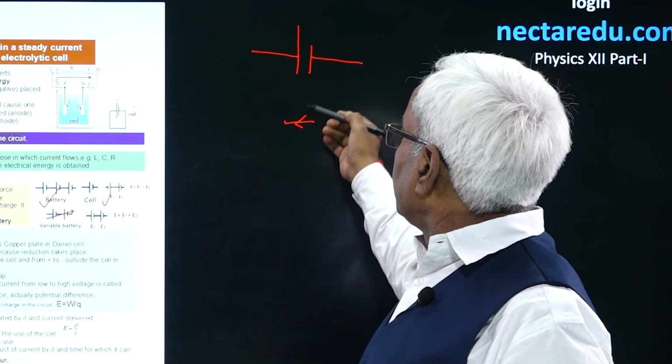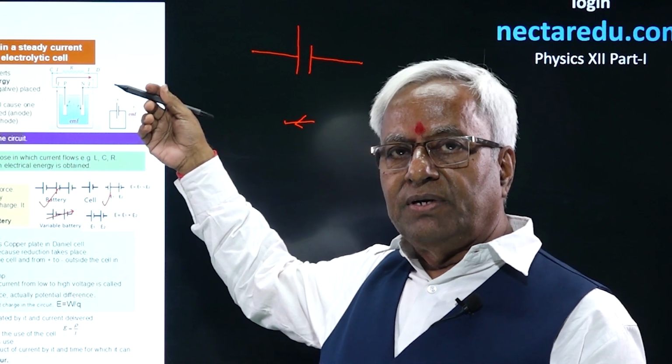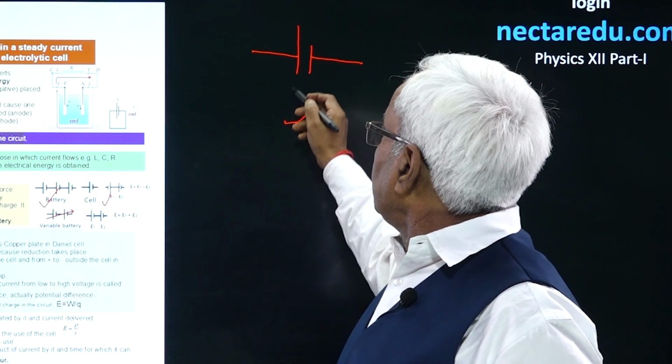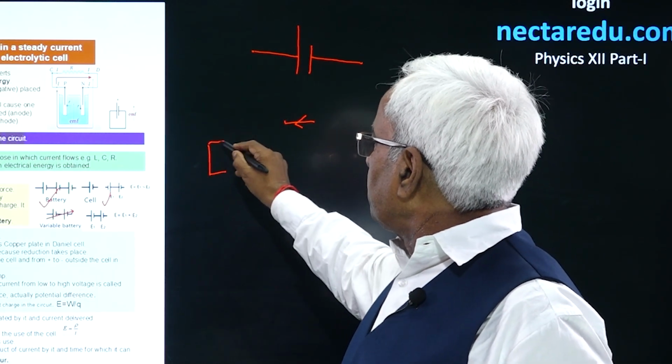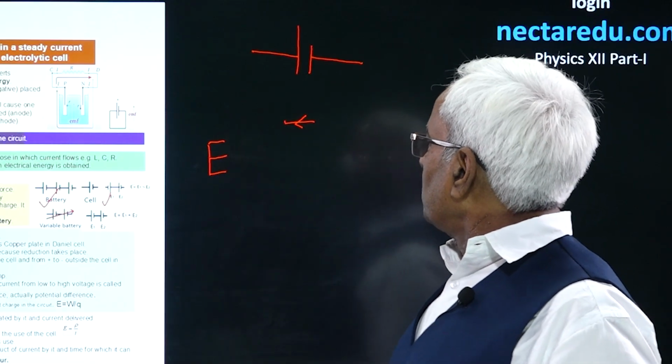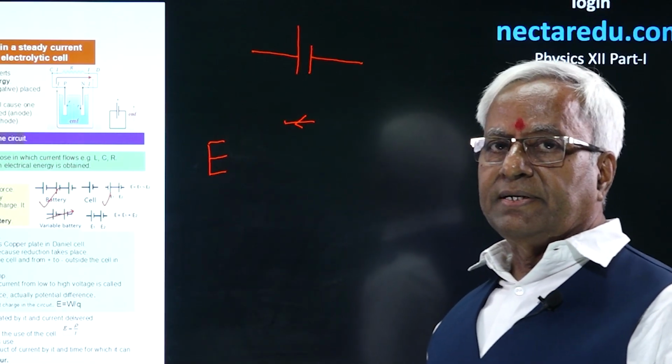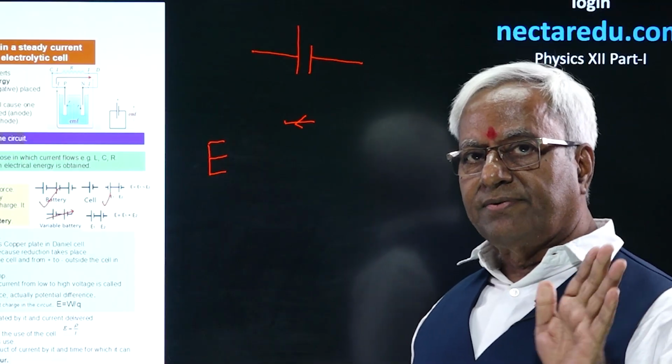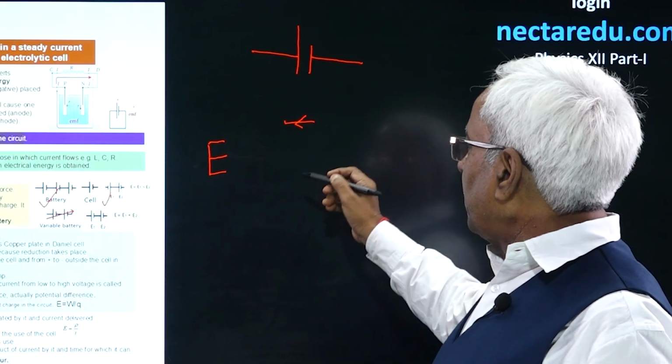Current is flowing from negative to positive. For that, we are using the term electromotive force represented by E, and this is always considered positive from the negative to the positive terminal of the battery, inside the cell or battery.